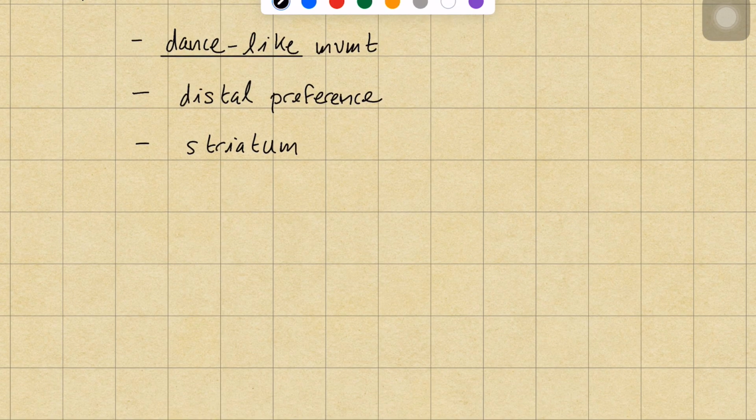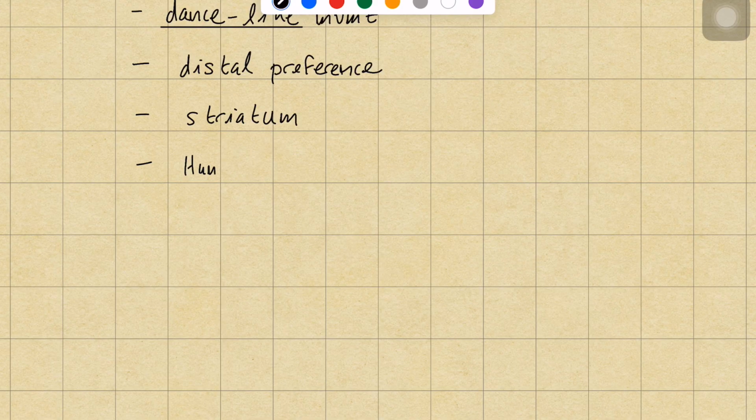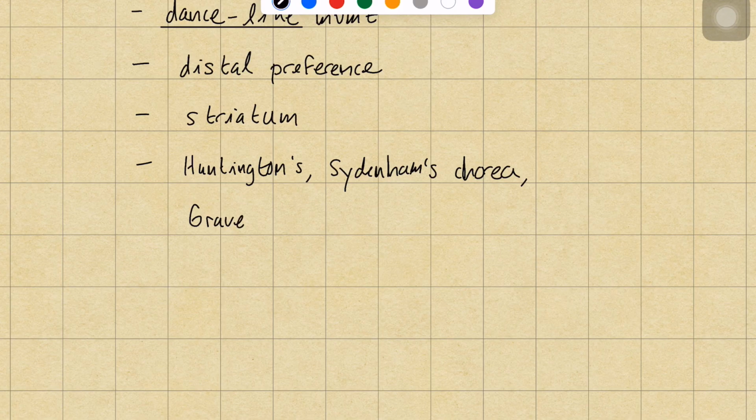And what are the diseases that we see this most classically in? We see it in Huntington's, which you can kind of think of as the opposite of Parkinson's. We have excessive movement, so Huntington's disease. We also see it after a rheumatic fever in children. This one's called Sydenham's chorea. A rheumatic fever infection in children can cause this type of chorea. And then we also see it in hyperthyroidism, also known as Graves' disease.